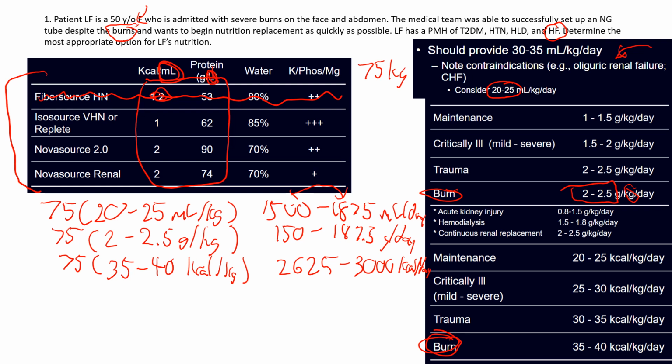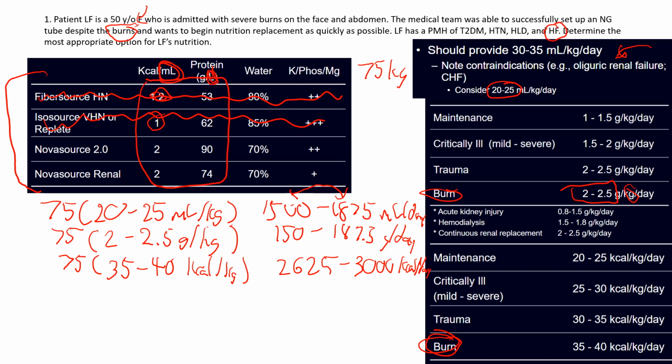On the same note, for isosource VHN, this is only a factor of 1. This is only going to be 1875 calories max, so we can never use isosource. These are lower calorie feeds, which can be good for some patients, but just due to how severe our patients' nutrient needs are, you're not really going to use them.